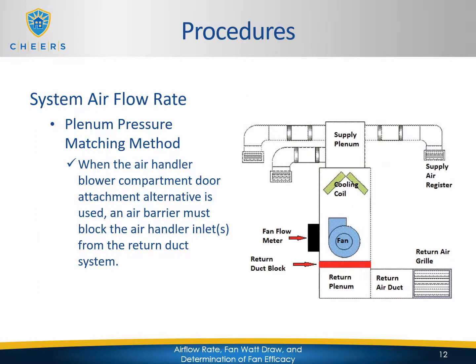When the air handler blower compartment door attachment alternative is used, an air barrier must block the air handler inlet from the return duct system. And that's an example of what we're talking about. So if you are attaching the fan flow meter to the actual blower compartment door, you have to block off the return plenum completely so that air doesn't blow back into the return system.